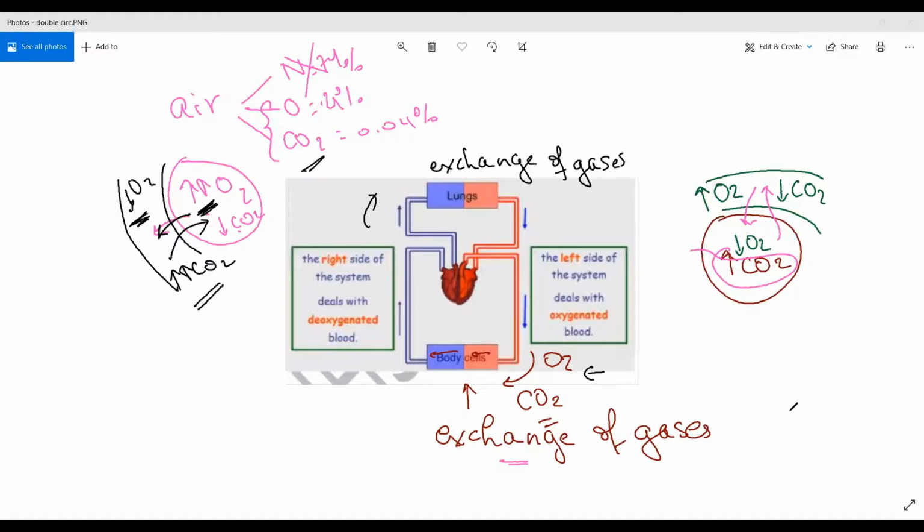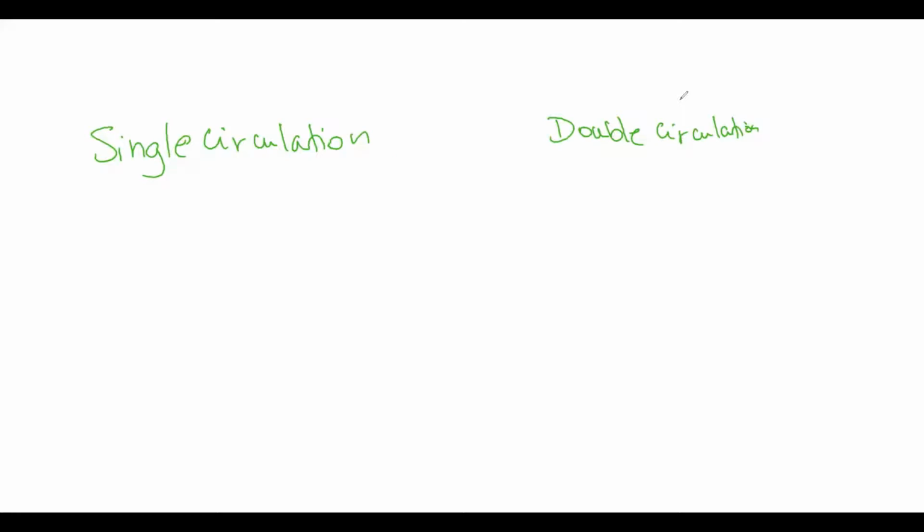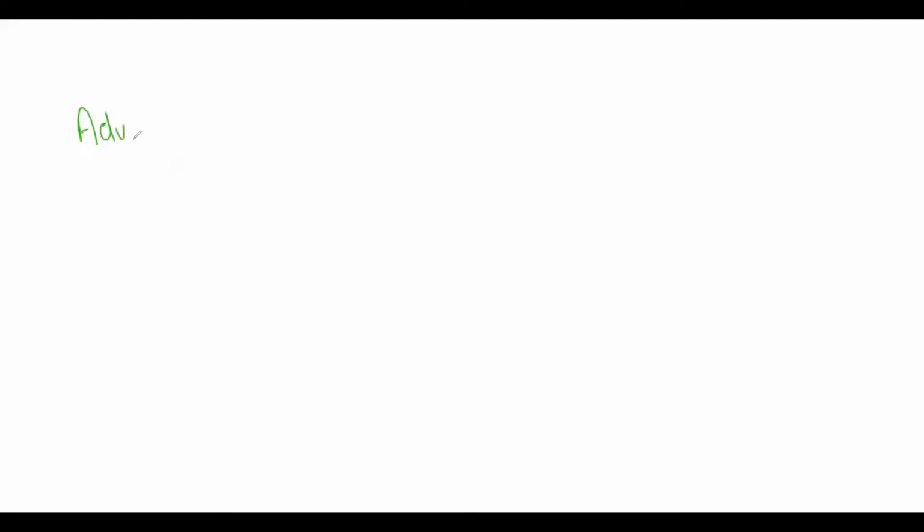Because this is the case in higher animals, or in more complex animals, it means that the double circulation has certain advantages. Advantages of double circulation.